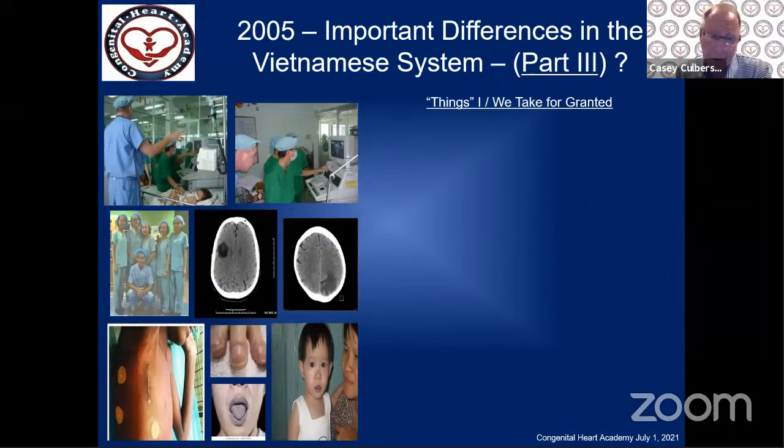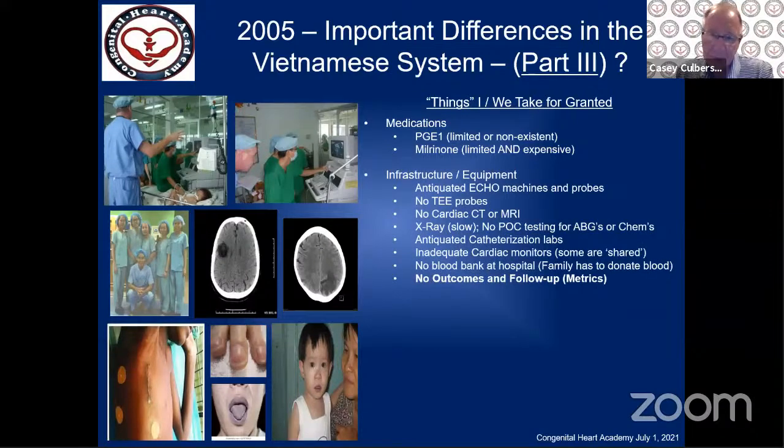The third part was the things that I took for granted. So medications. Prostaglandin was essentially non-existent. Milrinone was extremely limited and very expensive. The infrastructure, the echo machines were absolutely antiquated. There were no TE probes at the time. There was no cardiac CT or MRI. X-ray was quite slow. There was no point of care testing, inadequate cardiac monitors. There was no blood bank at the hospital. So surgeries would wait sometimes till the family donated blood.